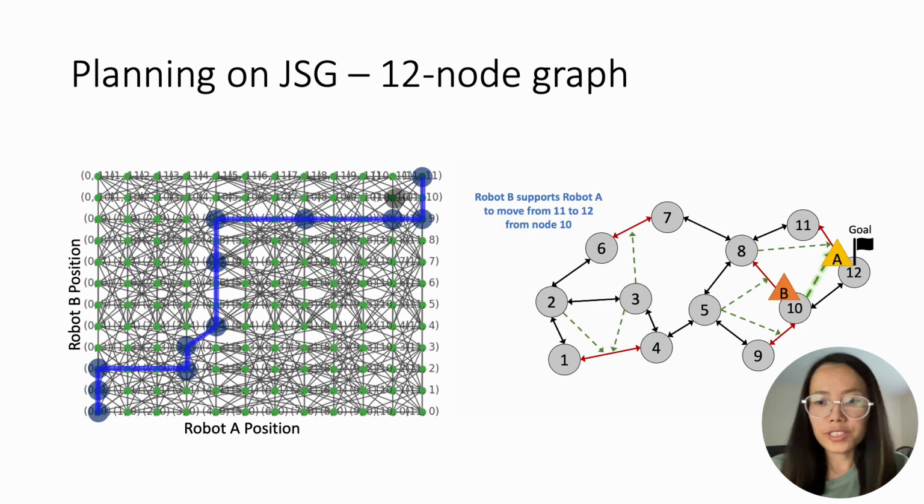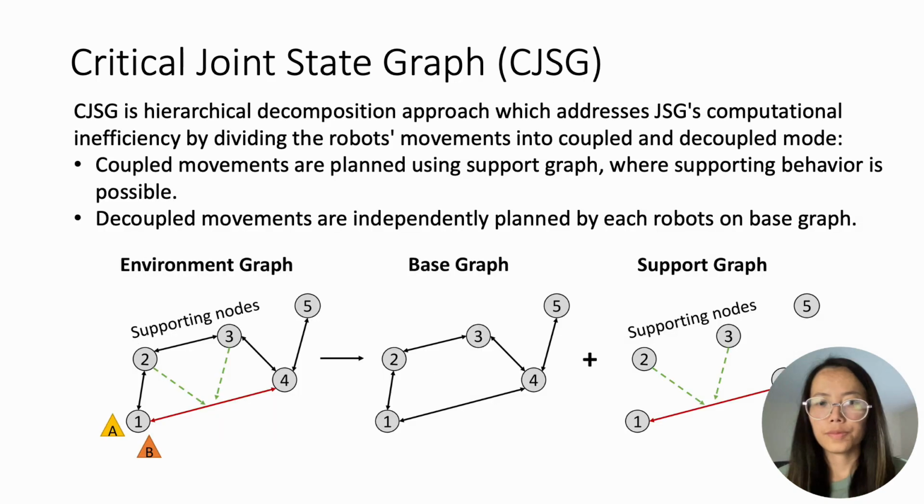One main problem with JSG is that it becomes more computationally inefficient as the environment graph becomes more complex with increasing nodes and risk edges. To improve upon the JSG limitation, we come up with a new hierarchical approach called CJSG, or critical joint state graph. In CJSG, we split robot movements into two types, coupled and decoupled.